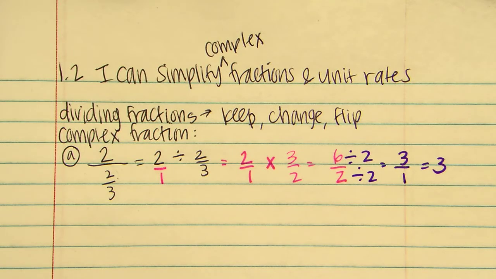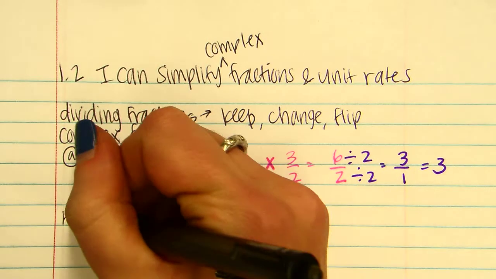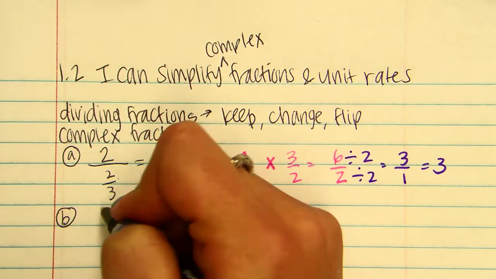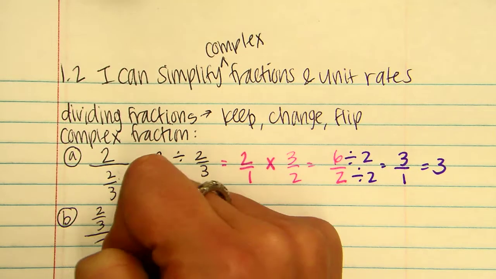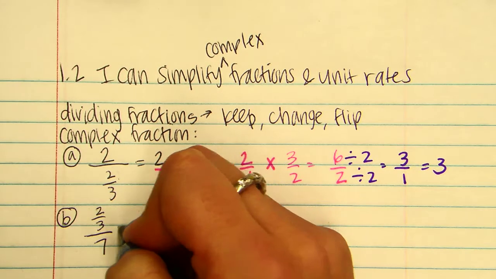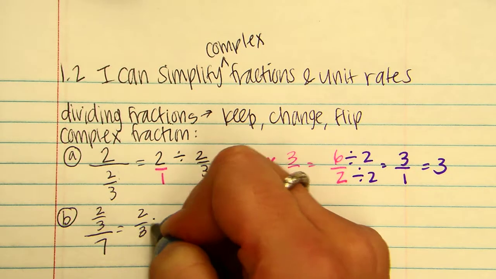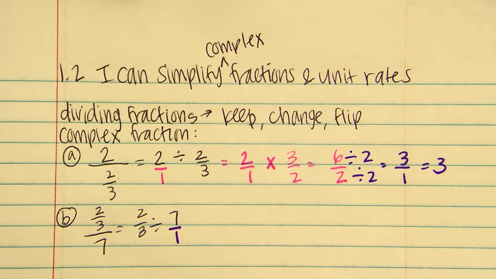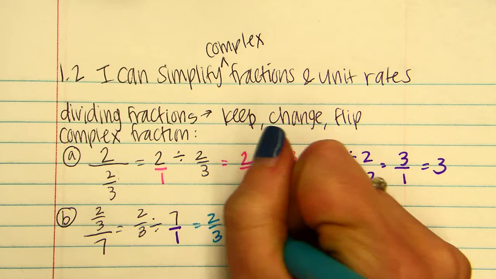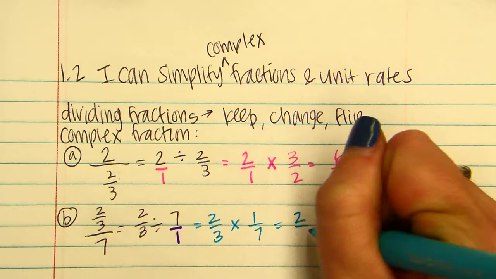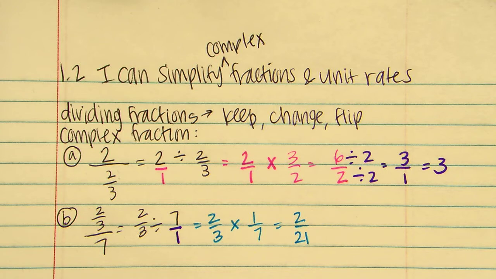Let's do another example. Let's do 2/3 over 7. So this time the fraction's in the numerator, so this big fraction line means divide. So I'm going to do 2/3 divided by 7. To turn 7 into a fraction, I put it over 1. And then to divide fractions, I do keep, change, flip. And then 2 times 1 is 2, 3 times 7 is 21, and that can't be simplified, so I'm finished.